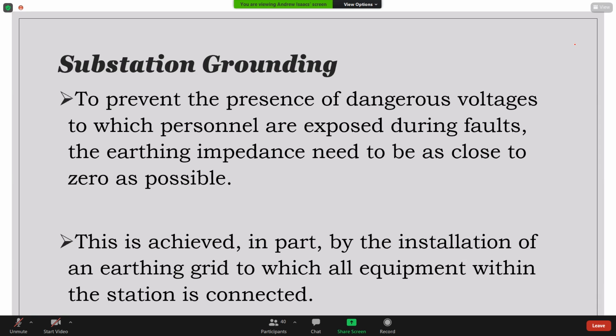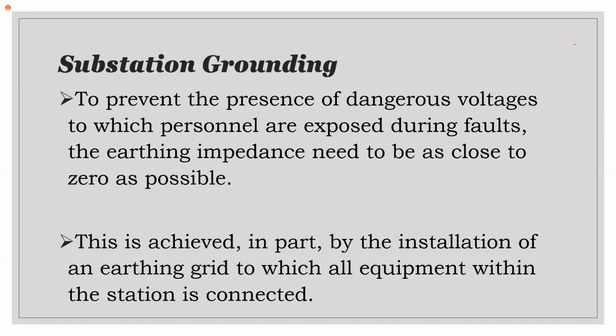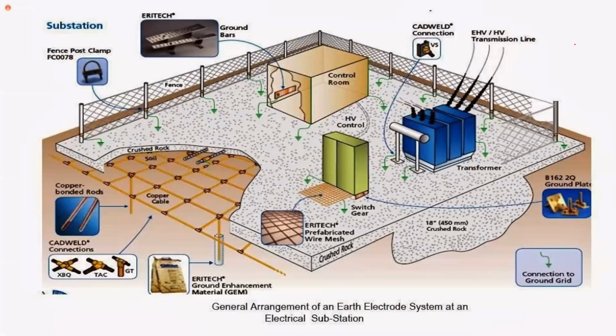I think I have sent you these photos, so you can have a look at it. So here's a typical substation, and here's your grid. All of this is your grid, and it would be right around the substation. Before they put in the substation, they would dig out or excavate all of that area, put in the grid, and then all the connecting points would come up for your various equipment.